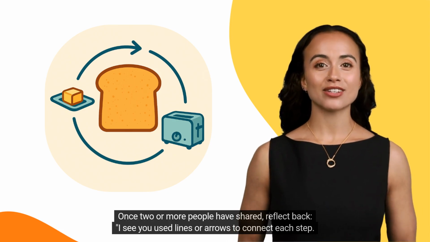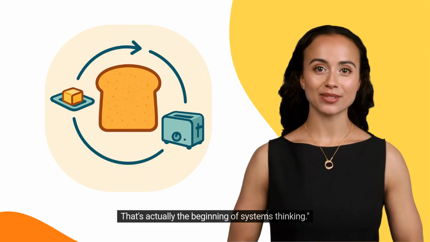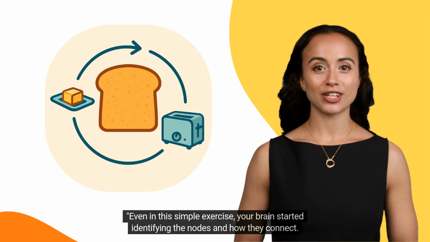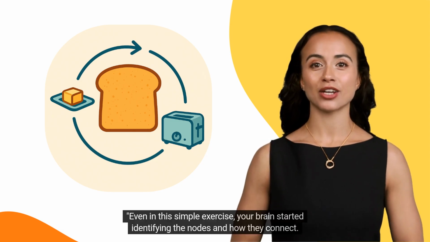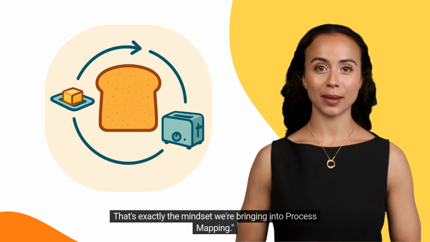I see you use lines or arrows to connect each step. That's actually the beginning of systems thinking. Even in this simple exercise, your brain started identifying the nodes and how they connect. That's exactly the mindset we're bringing into process mapping.